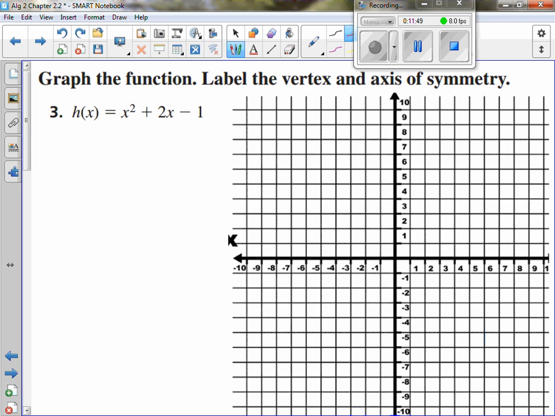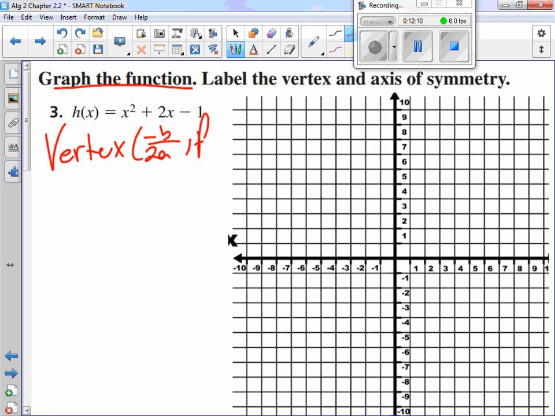Okay. So graphing it, really use the graphing calculator to do that. Because you could type this in, x squared plus 2x minus 1, hit graph, and it'll give you the graph for it. Now the vertex is negative b over 2a, comma, f of negative b over 2a. That'd be good to know what a, b, and c are.